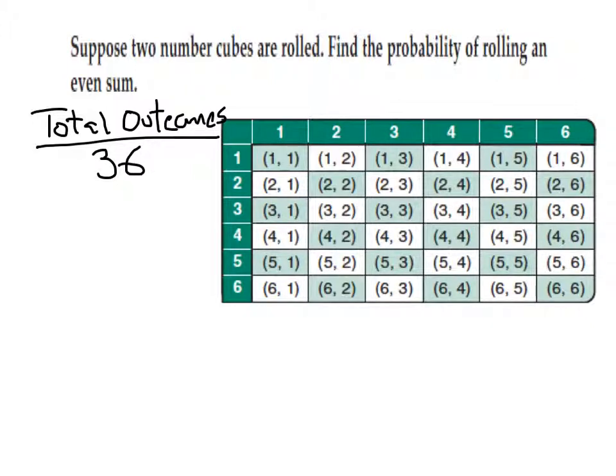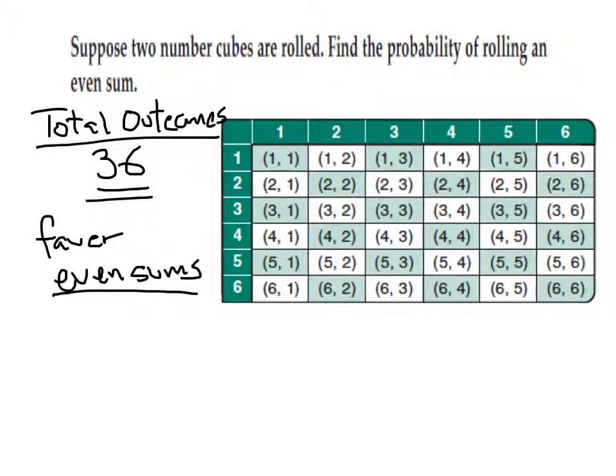Count all the little boxes, or take the total number each die has, 6 times 6, and that gives us the answer. Then we need our favorable outcome. What is our favorable? It's even sums. That means when we have 2 dice and we add the 2 numbers that come up, the total is even.